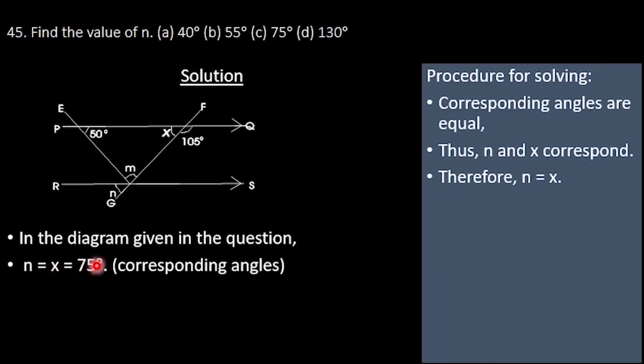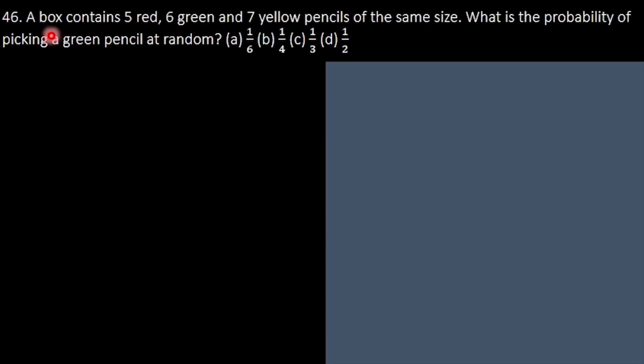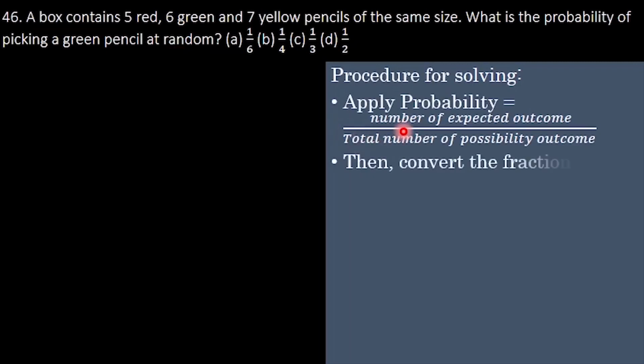Question 46. A box contains 5 red, 6 green and 7 yellow pencils of the same size. What is the probability of picking a green pencil at random? The procedure for solving this: apply the probability formula, that is, probability is equals to number of expected outcome divided by total number of possibility outcome. Then convert the fraction to its lowest term. Now let's check the solution.